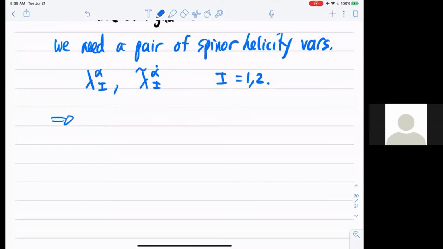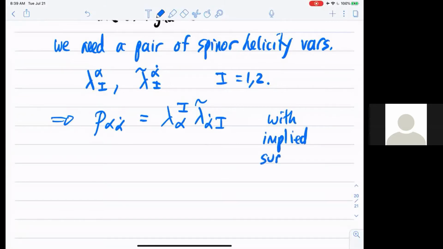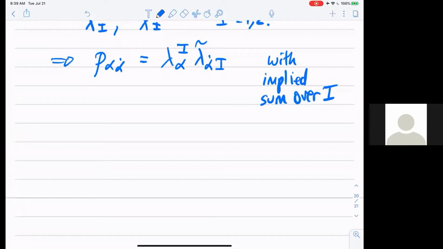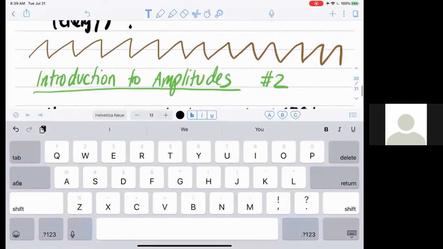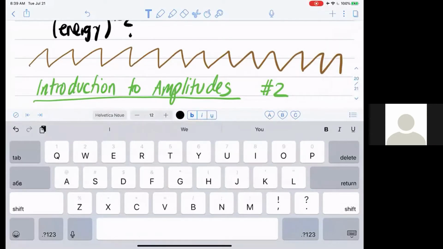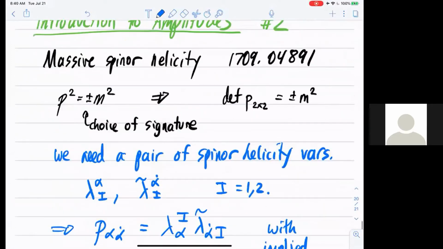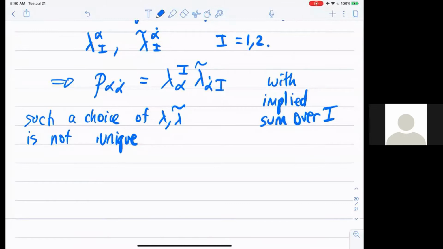Okay, so then we can decompose P alpha alpha dot as lambda alpha I, lambda tilde alpha dot I, with implied sum over I. Now again, given a P, such a choice of lambda and lambda tilde is not unique. Instead, there is an SL2 redundancy.